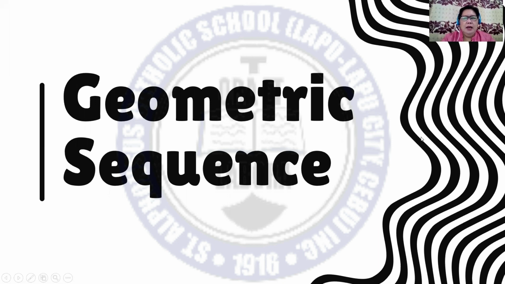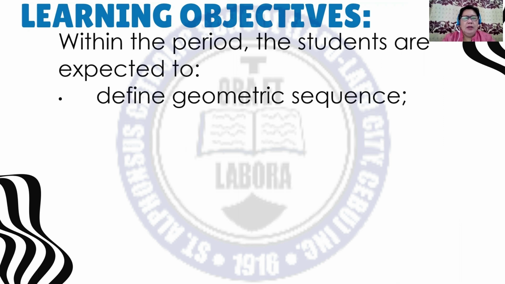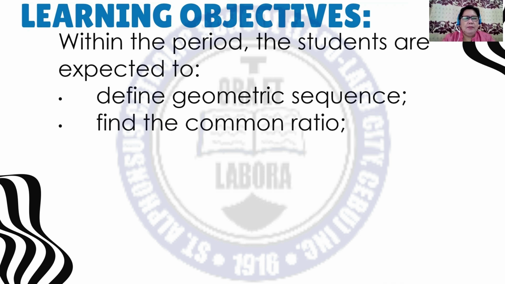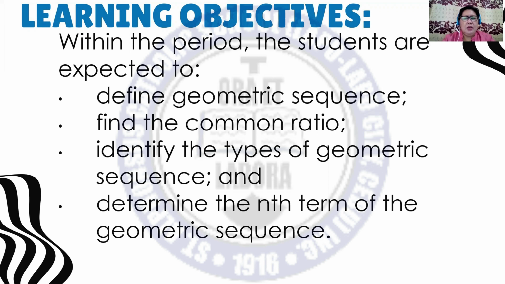Student learners, our lesson for today is about geometric sequence. The learning objectives for today are: you are going to define geometric sequence, find the common ratio, identify the types of geometric sequence, and determine the nth term of the geometric sequence.